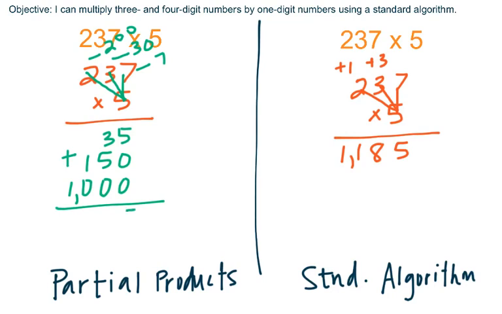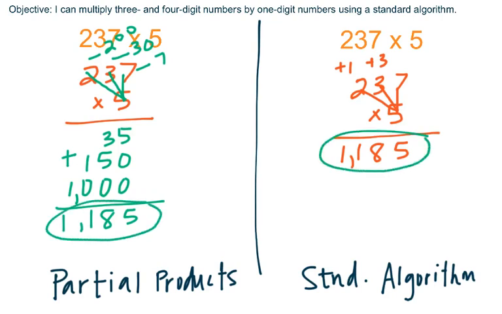5 plus 0 is 5. 3 plus 5 is 8. 1 and 1. 1,185.